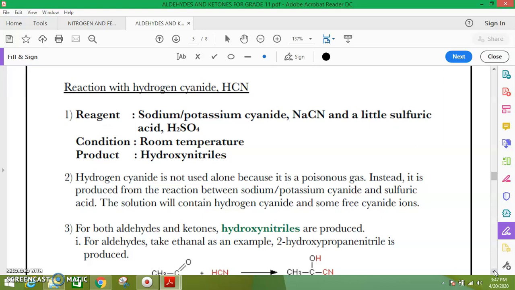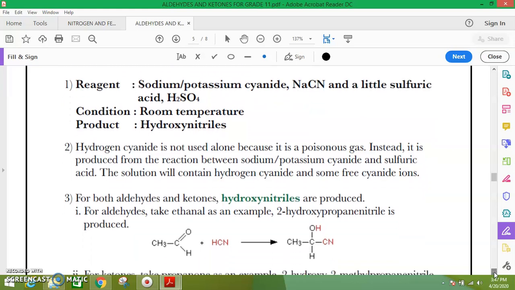This is very important, and sometimes they will ask what is the name of the product in the exam. So hydroxynitriles, because of CN, this one we call nitrile. So first we need sodium cyanide, or you can use KCN, potassium cyanide, at room temperature, and you will get at the end the final product, hydroxynitrile, in both.